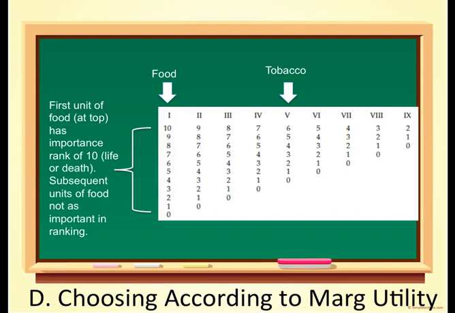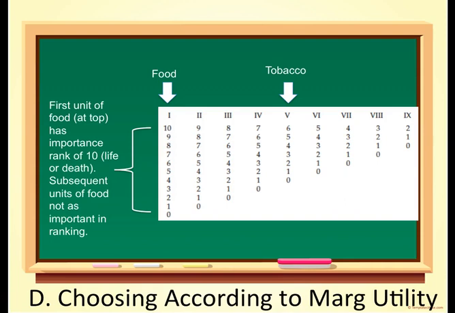So that very first unit of food has a ranking of a 10 because that's the difference between life or death. So once the person eats that, he's not going to starve to death, but he still would rather get a second unit of food rather than the first unit of tobacco. And it's only after he gets the 4th unit of food, such that now if he got a 5th unit, that has a ranking of 6 on his levels of importance. And the first unit of tobacco also has a ranking of 6. And so now they're comparable.